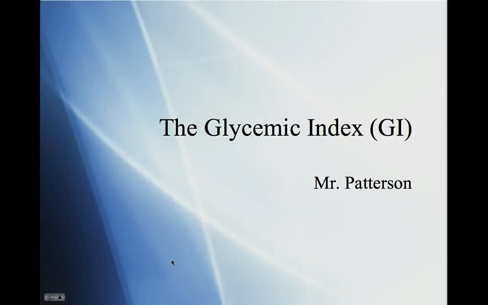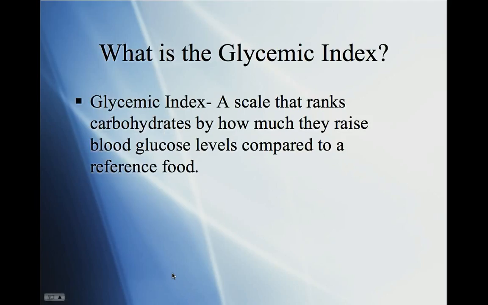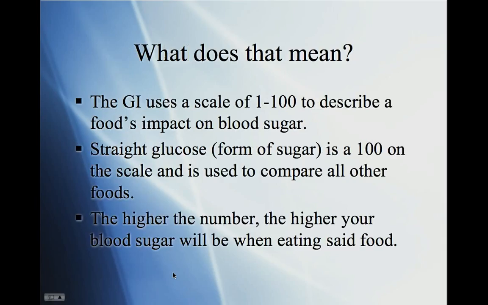All right, let's take a look at the glycemic index, as we've talked about here in class. Well, what is the glycemic index? The glycemic index is a scale that ranks carbohydrates by how much they raise blood glucose levels compared to a reference food. This is the textbook definition here. But what does that mean?